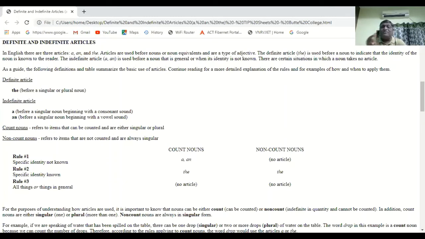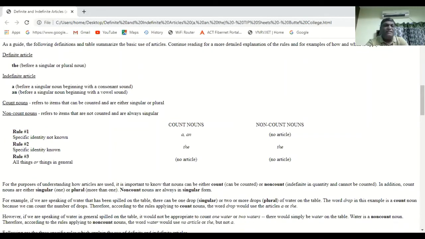The book, the books. So definite article can be used before singular, and also you can use it with plural. Whereas you can use indefinite article only with singulars. This is very important.